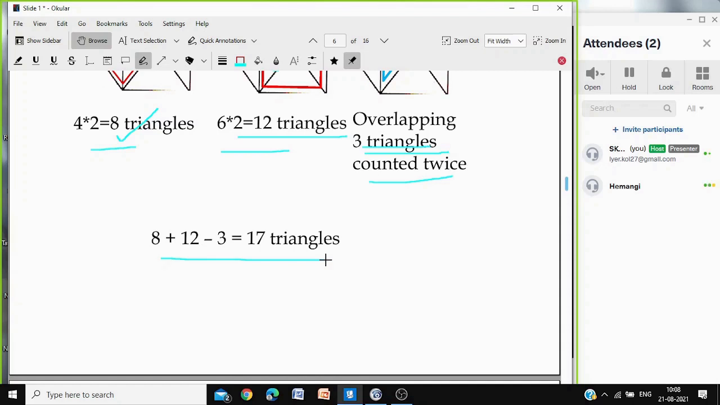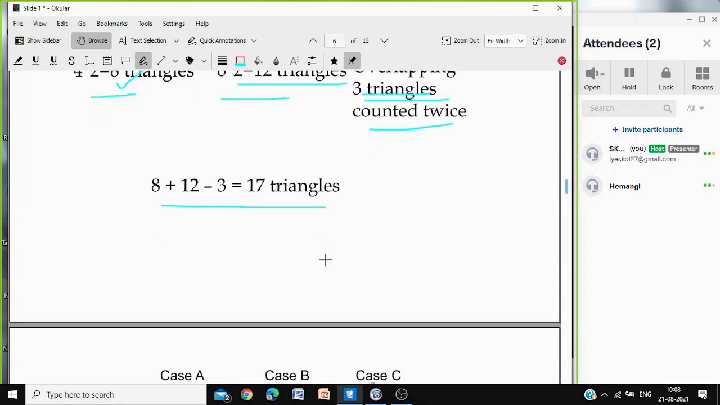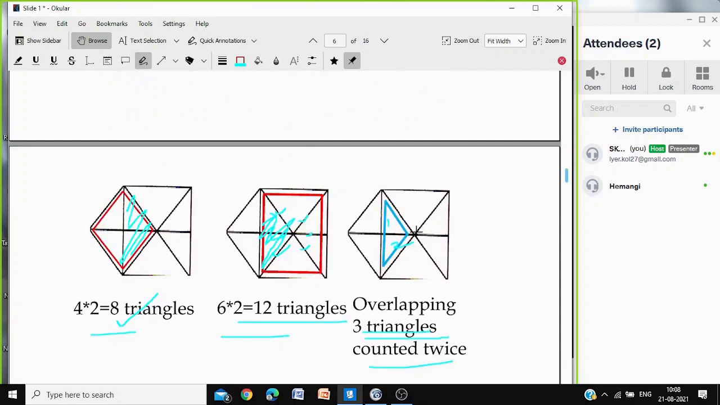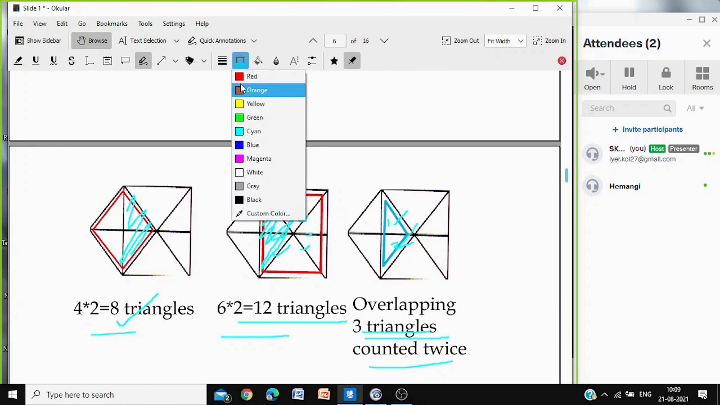Yes, sir. Because the overlapping ones we counted twice. Isn't it? We were doing this one and we are doing this one. So see, this part we actually counted twice, this part. And here also we counted. We are counting 2 times, and this contains 3 triangles. Separately 2 smaller triangles, and the whole thing combined as 1 triangle.